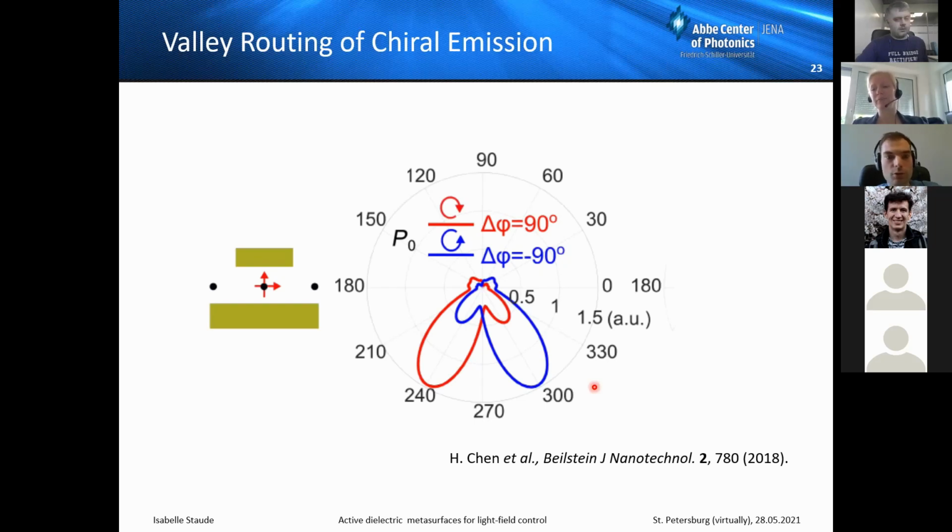Right, I see, thank you. But I wonder whether you intentionally optimized these diagrams shown in the picture, or it's just a proof of principle that you route the emission into different directions and that's it.